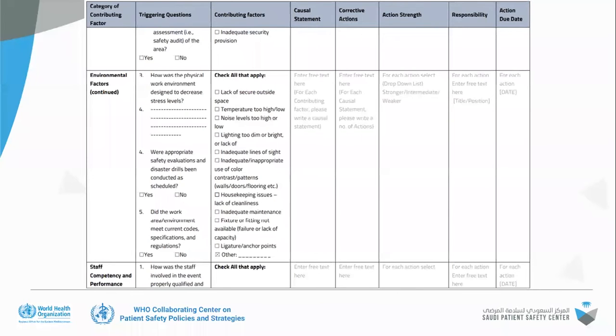Now we'll move to the environmental factor. We'll take an example. How was the physical work environment designed to decrease the stress level? So here you have to write what was applied to your event, and to check the contributing factor. Was there any lack of secure site space? Temperature too high or low? Was there any noise? After that, you have to write your causal statement.